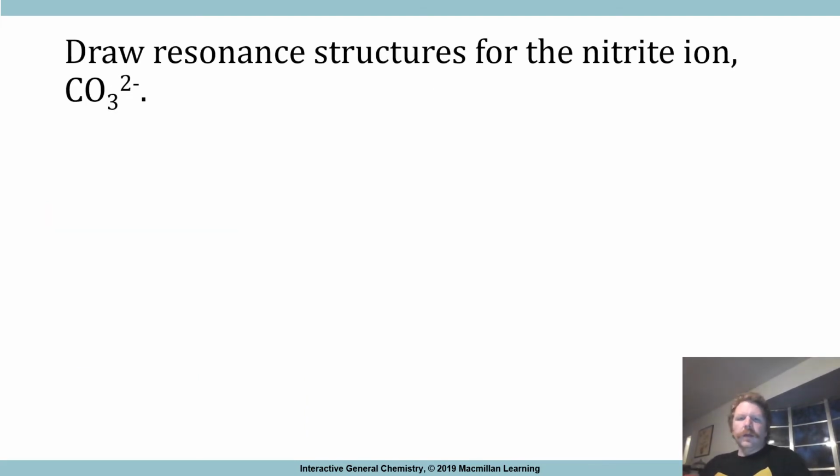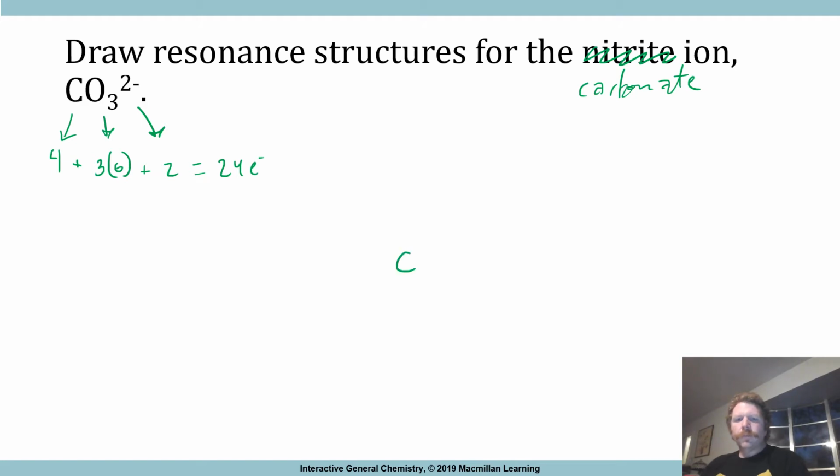Now, here what we've got, this was not the nitrite ion, typo, this is the carbonate ion. Now, the carbonate ion, let's go ahead and get our total number of electrons. We've got 4 from carbon, we've got 3 oxygens, each bringing in 6, so that's 18. And then we've got 2 more electrons, so we're talking about 4 plus 18 plus 2 equals 24 electrons to draw. Our central atom is going to be carbon. Our adjacent atoms are oxygen, oxygen, and oxygen. Complete the octets of each one of these.